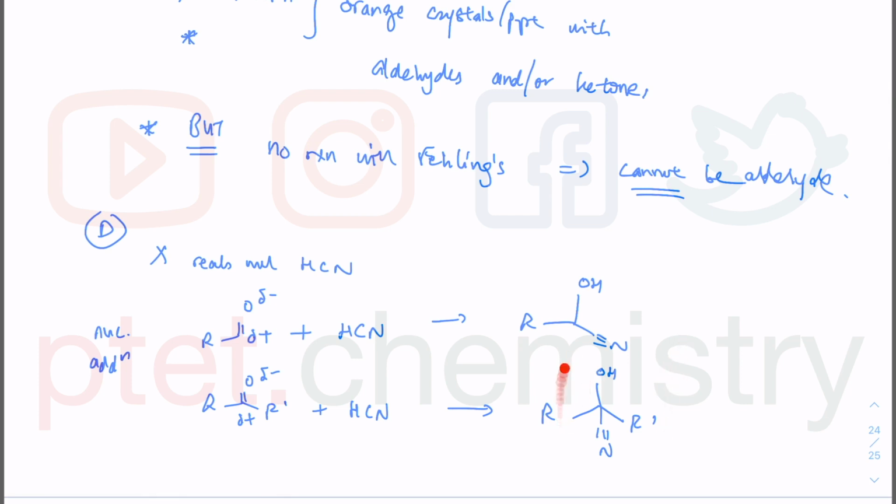So both of them react with HCN, and both of them can be reduced with lithium aluminum hydride. This one will give you primary alcohol. So if I get that, then I get primary alcohol, and if I reduce that, then I get secondary alcohol. Okay.